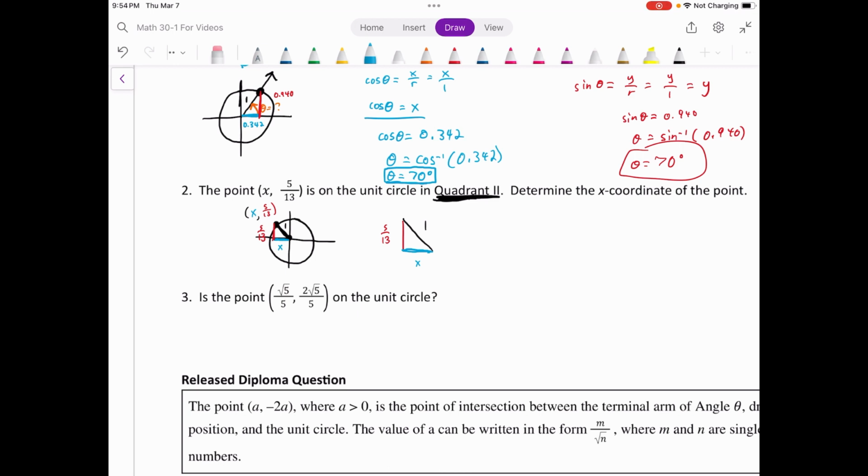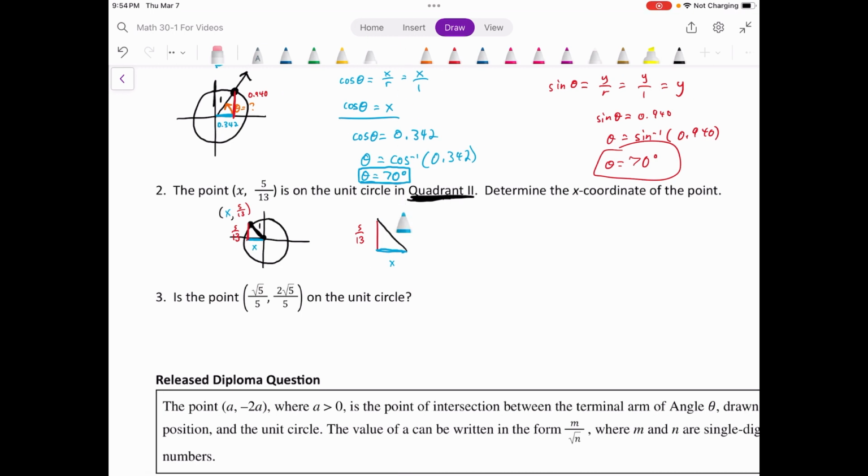Think about a way to look at it as like a math 10, math 9 problem. And from there, you just use your basic triangle relationships. So here we go. How would you find this side of the triangle? Now be careful, it's not 1 squared plus 5/13 squared, right?